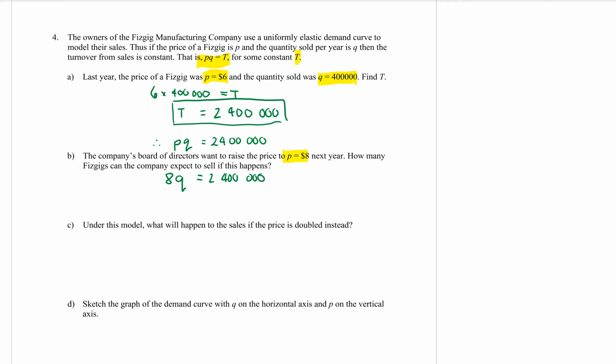Then we divide the 8 out of that, which means they're only going to sell 300,000 FizzGigs if they raise their price.